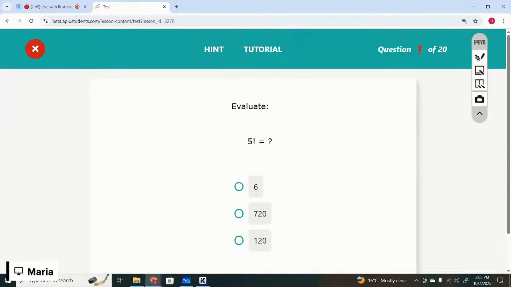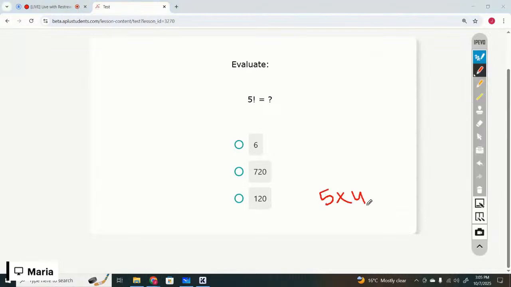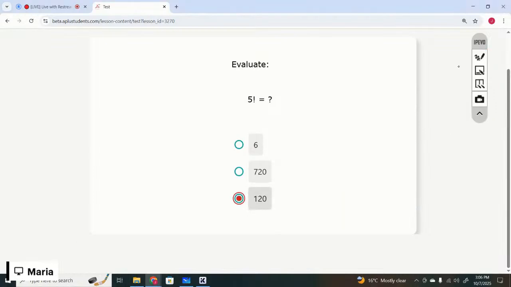Five factorial. You need to multiply all the numbers between 1 and the given number. So you have to do 5 times 4 times 3 times 2 times 1. So 5 times 4 is 20, 20 times 3 is 60, 60 times 2 is 120. Option number 3 is the correct option.